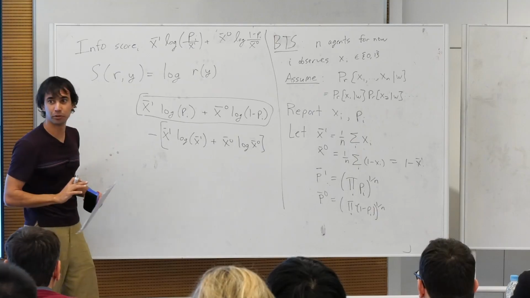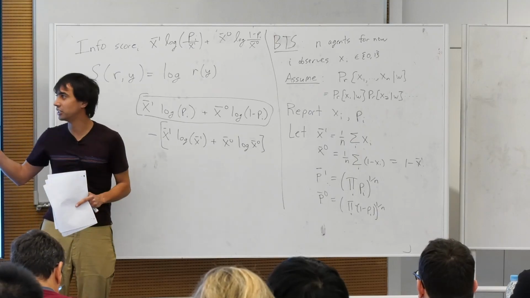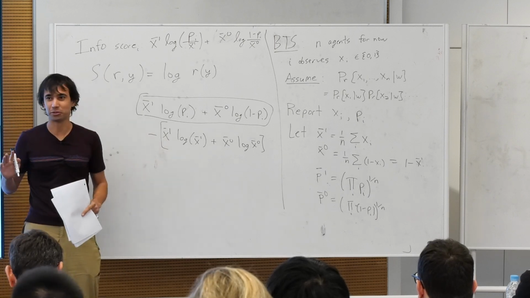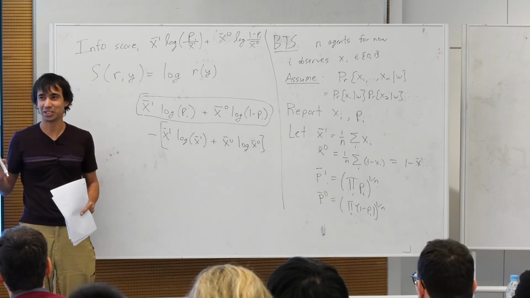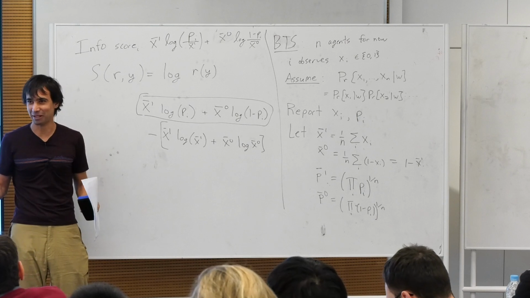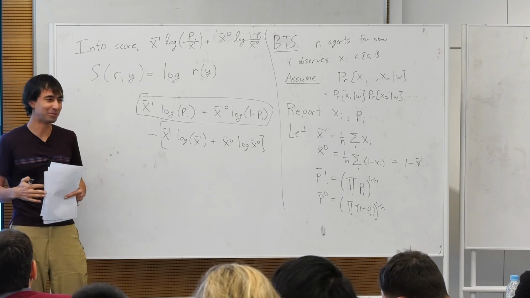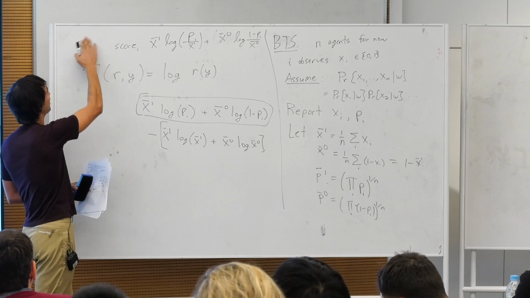Okay, so that was the information score. Next is the, I'm sorry. That whole thing was the prediction score. Excuse me. Sorry about that. This whole thing was the prediction score. You're predicting what the other population will do. And next we'll do the information score.